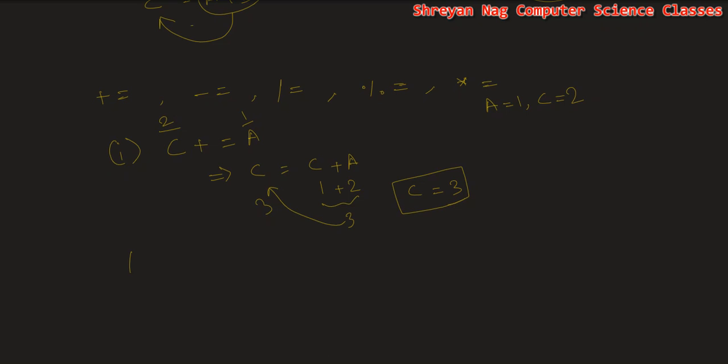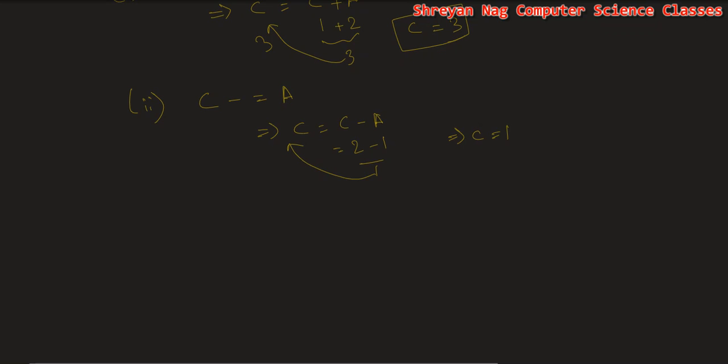Similarly, if you say like this, c minus equals a, it basically means c equals c minus a. So 2 minus 1 is 1, so 1 is getting stored inside c, so c now holds a value of 1.